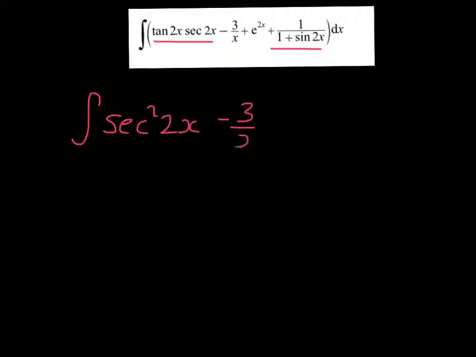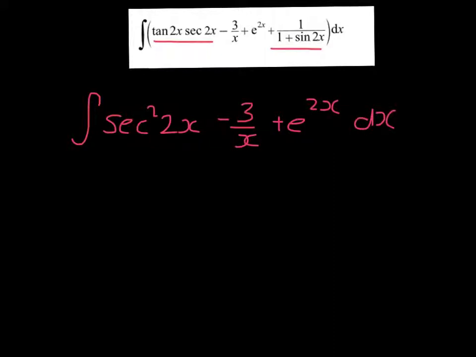Part 2, we're asked to integrate this. And if I look at this section here, I see that I have the previous answer to part 1, but instead of A we have 2x, so I am integrating sec squared 2x minus 3 over x plus e to the power 2x with respect to x.